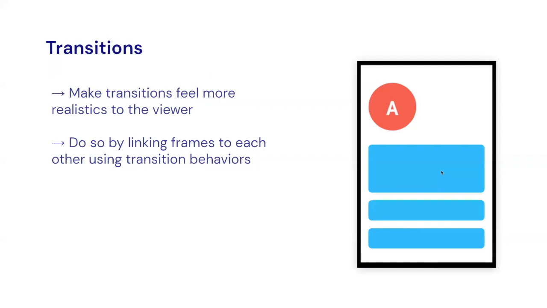Just to be a bit clearer about what prototyping really means in design software, usually that means designing the transitions between the screens. This is bringing your design to life and making things more realistic to the viewer. This is done by linking frames to each other using transition behaviors. For example, move in, push, or slide are different transitions that you can set for each screen.